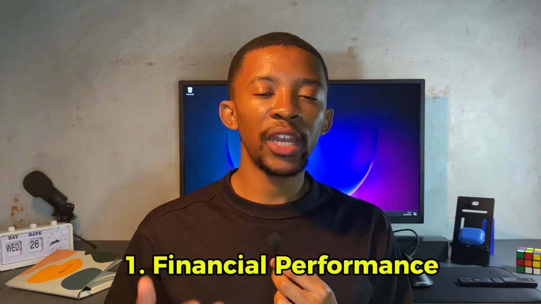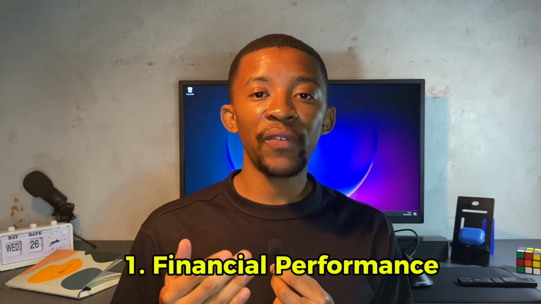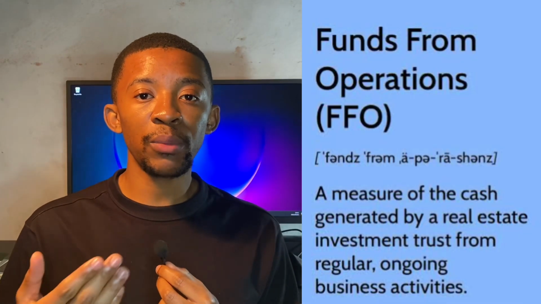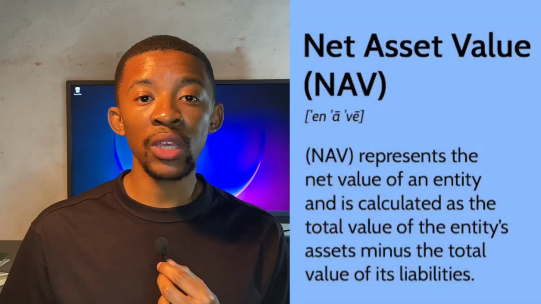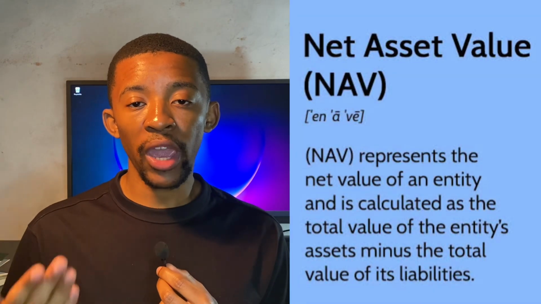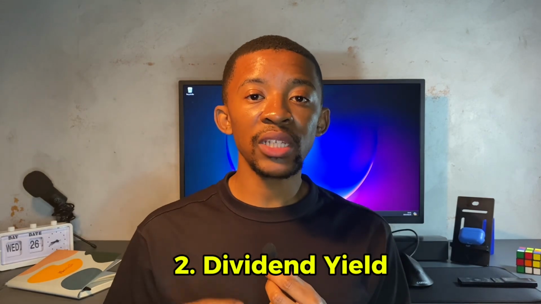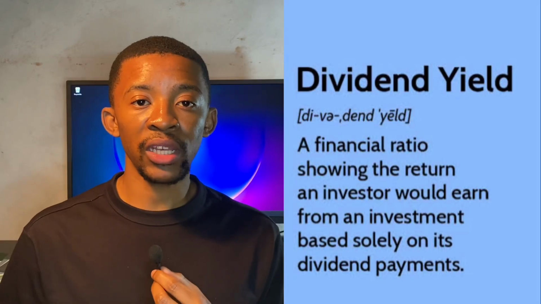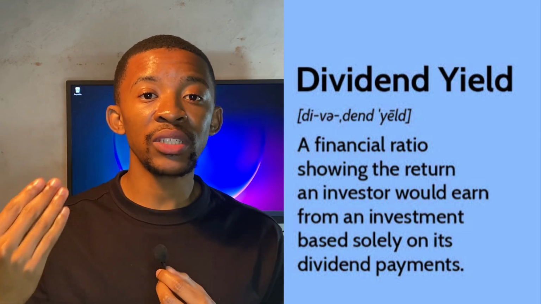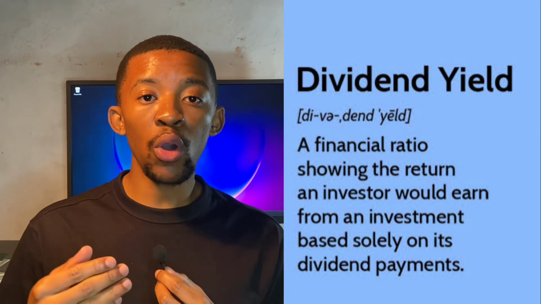So number one is financial performance. So look at recent financial reports to assess revenue growth, profitability, and debt levels. So analyze metrics such as funds from operations and net asset values per share to gauge financial health. Number two is dividend yield. So REITs typically distribute a significant portion of their income as dividends. So check the dividend yield and its consistency over time. A stable or growing dividend is often a positive sign.